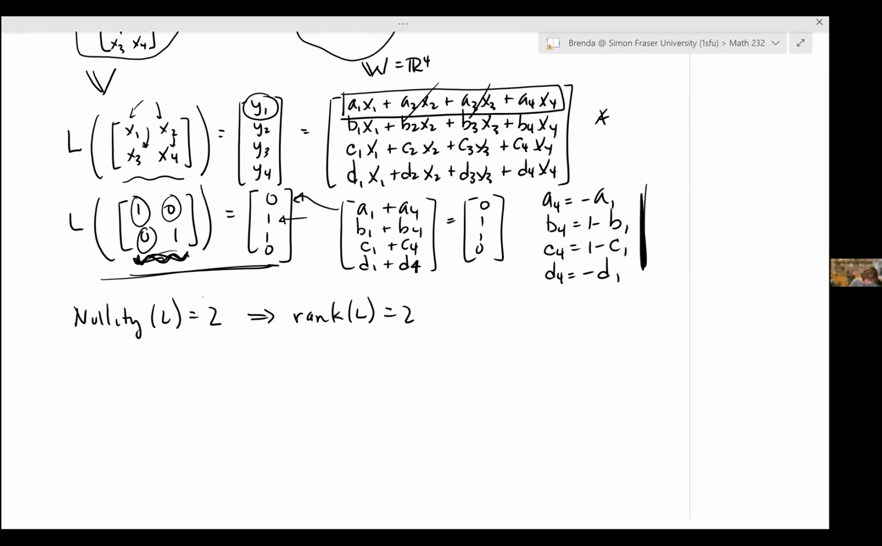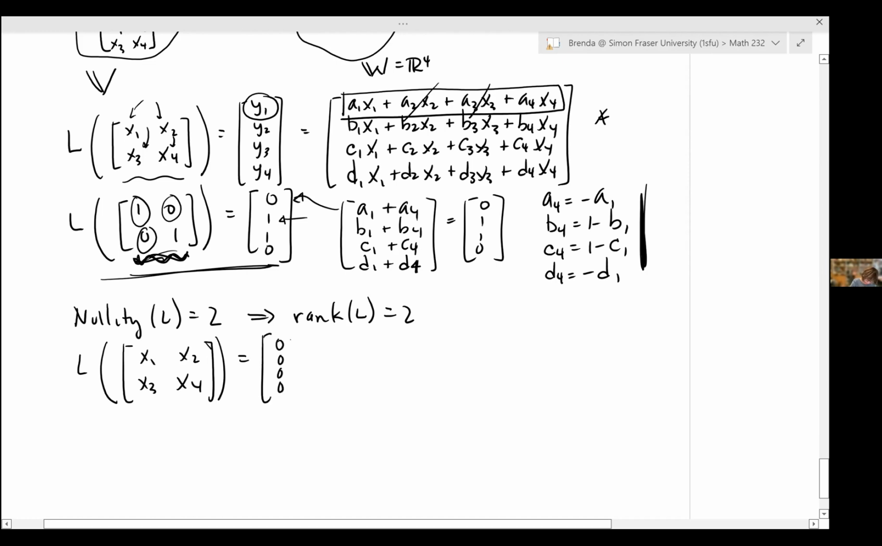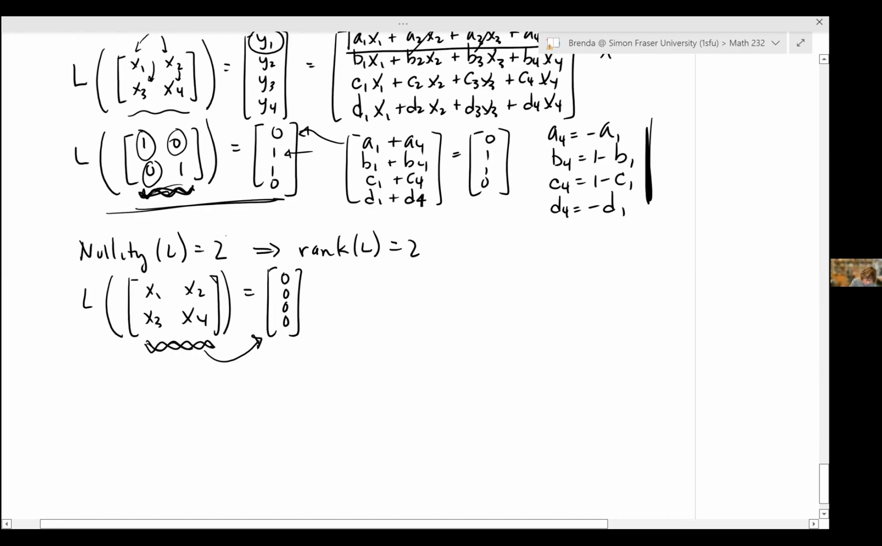Now I'm thinking about what the nullity is telling me. It's telling me about L of x1, x2, x3, x4. I'm going to have some number of inputs that result in an output of 0. It has to be the case, because this number is 2, that 2 choices don't matter. I have to be such that there are 2 degrees of freedom.